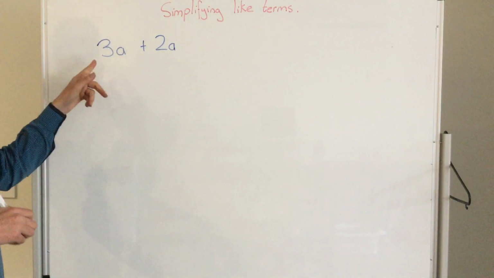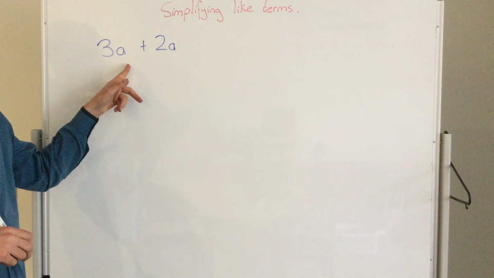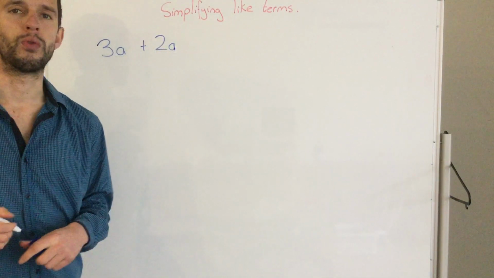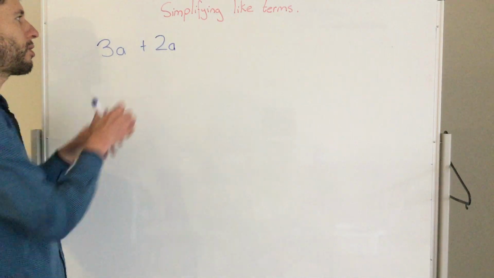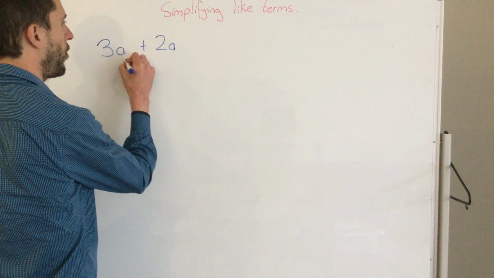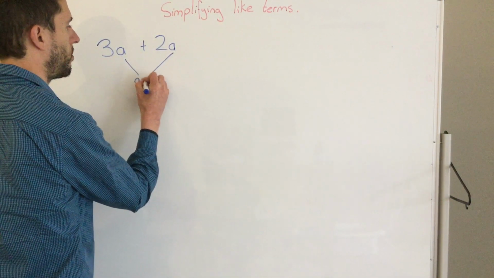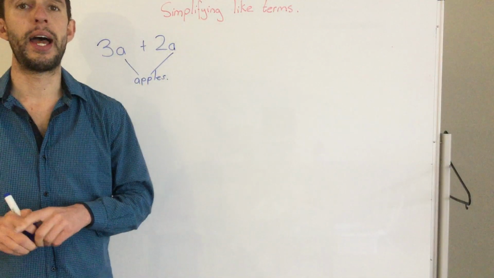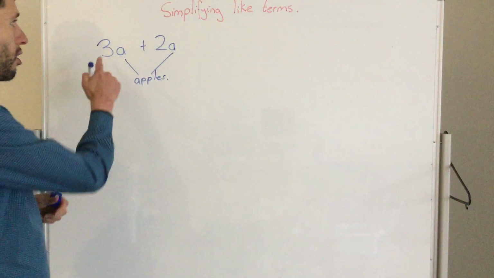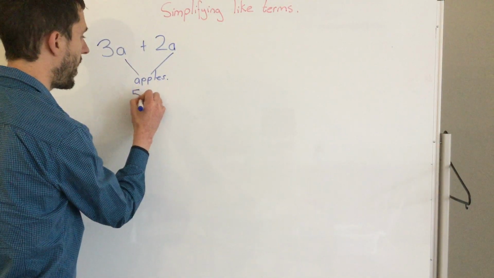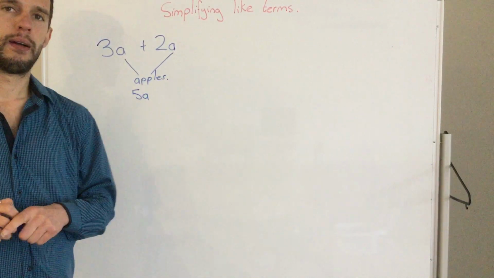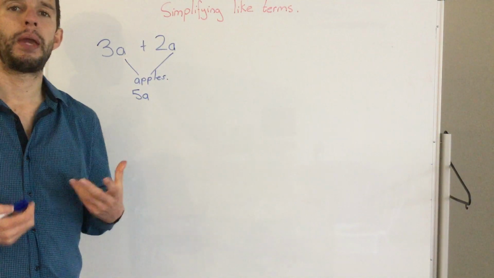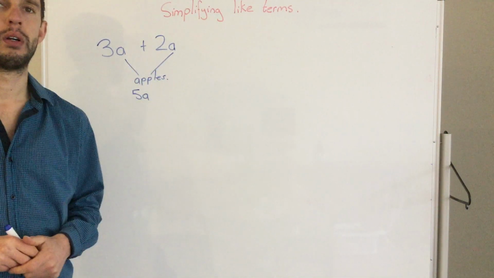So it's saying I bought 3 apples in the morning, and then I went back in the afternoon and I bought 2 apples. So they're like terms because A is referring to apples. How many apples did I buy altogether? 3 plus 2 equals 5 apples, 5A. I don't know the price of the apples, so I've left it as A. But I'm comparing them and they are identical. They're exactly the same.